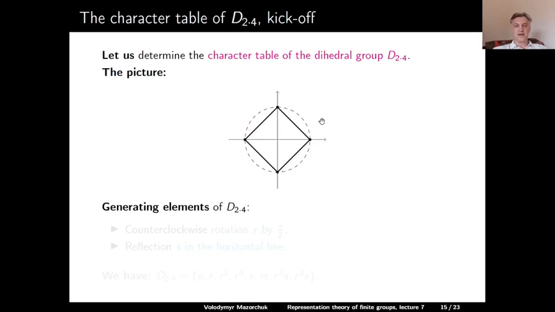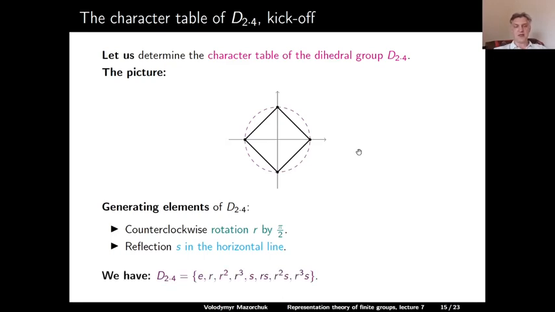We have the following generating elements of this group. So one trivial symmetry is we can rotate the whole picture by 90 degrees counterclockwise. Let us denote this element by R. Another obvious symmetry is a reflection with respect to the horizontal line. Let us denote this element by S. So if we take these two elements as the generators, then the dihedral group D2 times 4 consists of the elements E, R, R square, R cube, S, RS, R square S, and R cube S. So it has 8 elements. 2 times 4 is equal to 8.